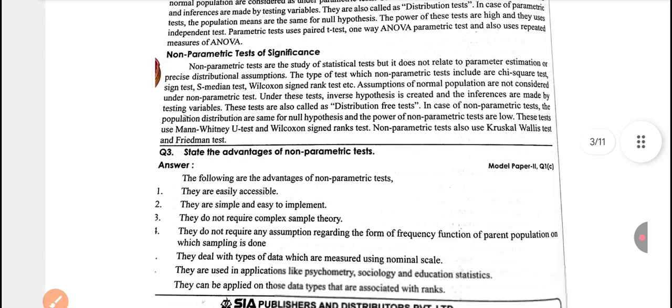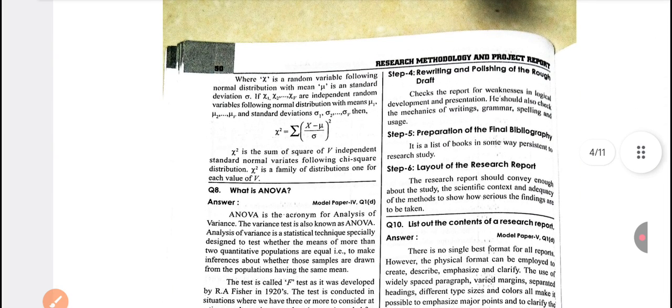Next one thing in unit number 2, parametric and non-parametric differences, you need to learn it as it is.